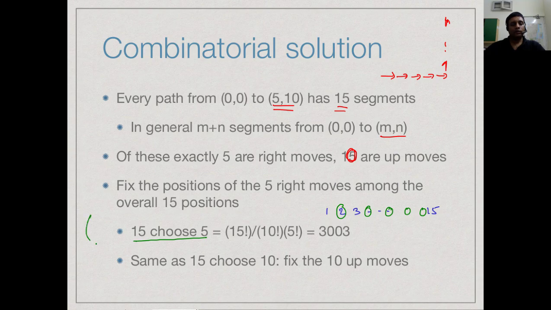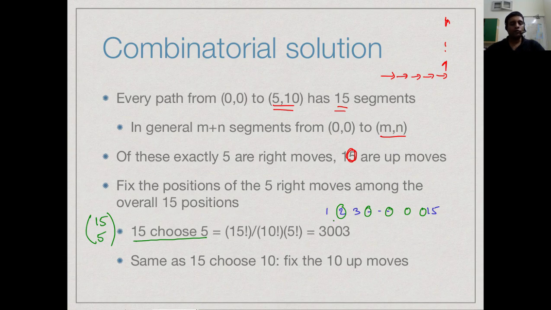This is usually written as 15 choose 5. So this is a very standard combinatorial thing. n choose k is n factorial divided by k factorial times n minus k factorial. So 15 factorial divided by 10 factorial times 5 factorial. It happens to be 3003 in this case. So for this particular grid, there are 3003 ways.